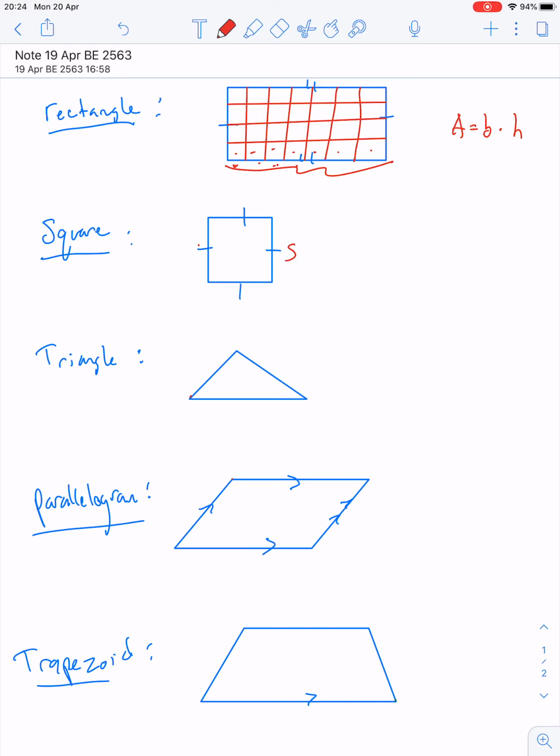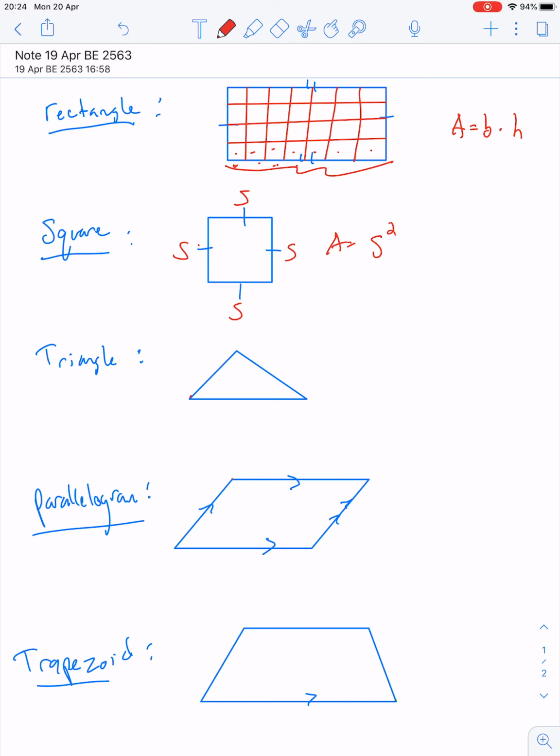And usually you'll see squares labeled with S. It could be X, it could be any variable. And there we go. Our area is going to be base times height. Same thing because it's a specialized rectangle. So S times S, S squared. That's where the squared idea comes from.